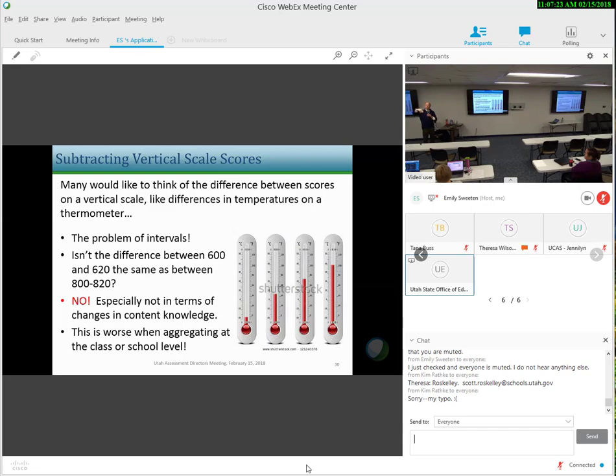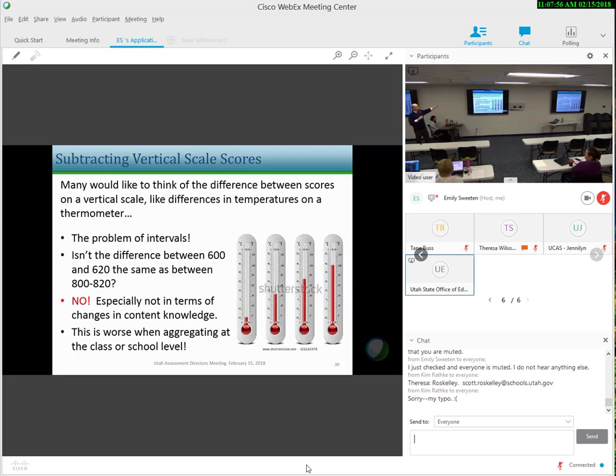There's not a direct link. Those of you who remember your chemistry, right, a degree Celsius is what it takes to heat... Where's Scott when I need him? One gram of water, one degree Celsius is the amount of energy it takes, right? And so we have that gold standard, if you will. We don't have that with scale scores on an assessment. They're all about inferences we make from these scores.